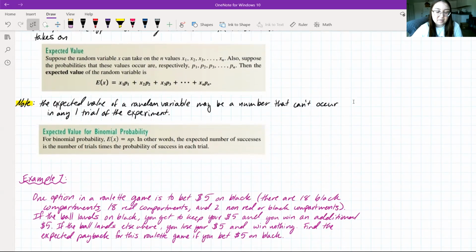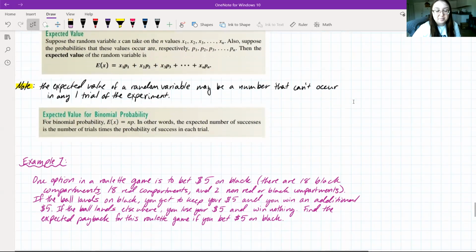So note, the expected value of a random variable may be a number that can't occur in any one trial of the experiment. So maybe all of your outcomes for your trials are whole numbers, but when you calculate your expected value, you get some sort of decimal. Well, that's okay, because the way that expected value works is that you're doing the same thing multiple times for a long period of time, so you're not always going to get an even number in your trial. It can end up being a decimal since you've been doing it for so long, but that's okay.